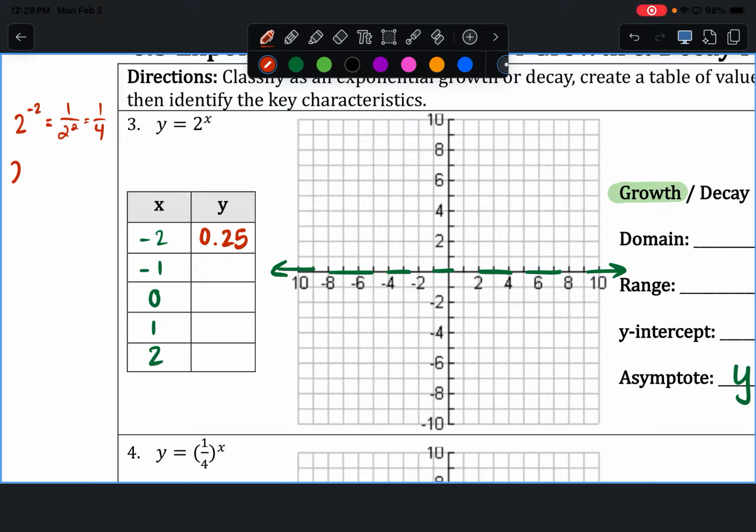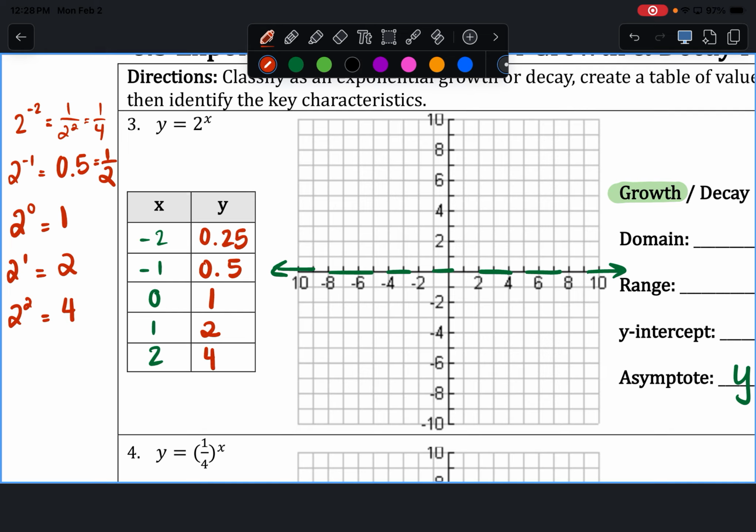Okay, what about 2 to the power of -1? What is that? 0.5 or 1/2. Either way works. What is 2 to the power of 0? What is 2 to the power of 1? What is 2 to the power of 2? So all we did here was just plug them in, right? So now we are good to put these points on our graph.